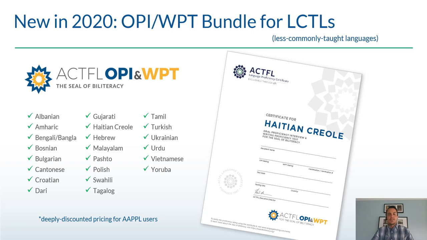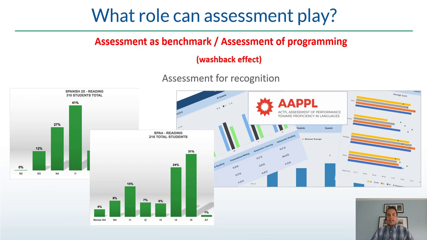But while we're on languages, ACTFL has released an OPI/WPT bundle for less commonly taught languages, right? So for students who come to us and say, hey, all of my friends are earning the Seal of Biliteracy for Spanish and French and Mandarin Chinese, I've been speaking Turkish my entire life, can I earn the Seal of Biliteracy too? We do provide the OPI/WPT bundle pricing for users of the AAPPL. So that expands the languages in which the Seal of Biliteracy is available by 22 less commonly taught languages listed right there.